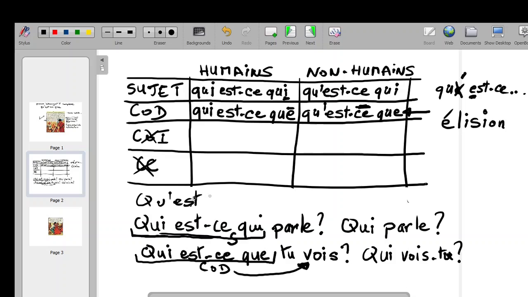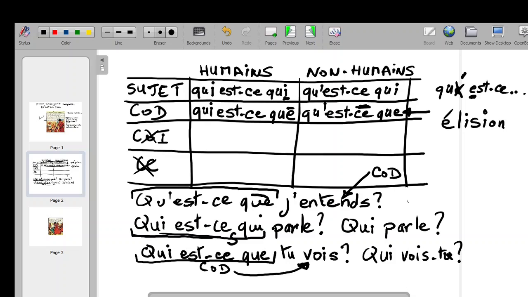Qu'est-ce que j'entends? What am I hearing? So j'entends comes from entendre, to hear. Qu'est-ce que j'entends? So qu'est-ce que is the COD of this verb, so that's why you use que. So be careful: if I'm looking only at non-humans, you use qui if it's the subject, and you use que if it's the COD. Here's another example from that same comic book, same page.